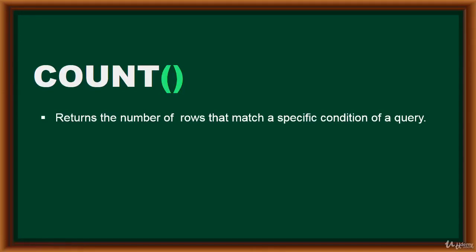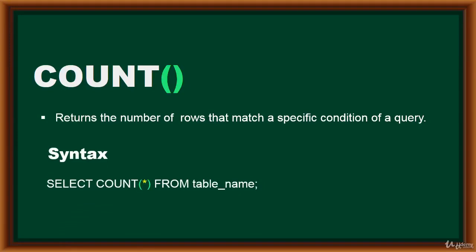The count function basically returns the number of rows that matches a specific condition of a query. So let's take a look at a typical syntax for writing a count function. So this is what it looks like. Within the select statement, you indicate the count function followed by the table that you are performing the count operation on. Notice that inside the parentheses here, we've got an asterisk.